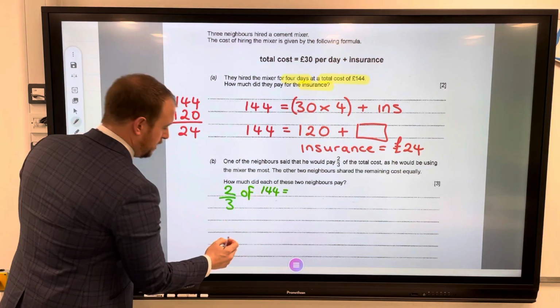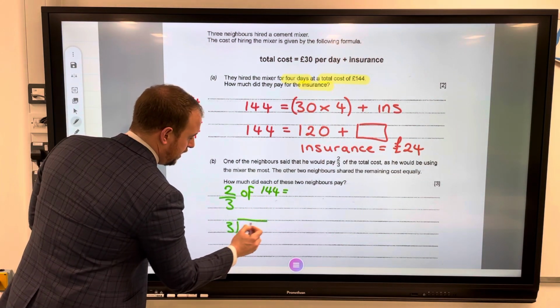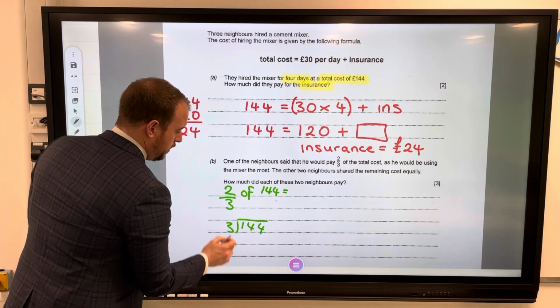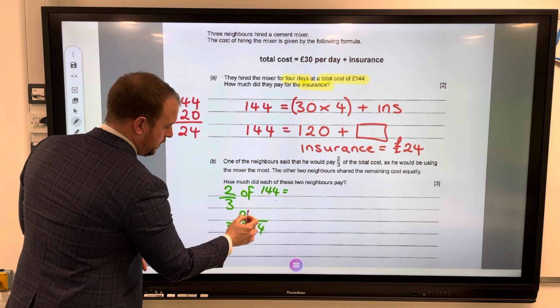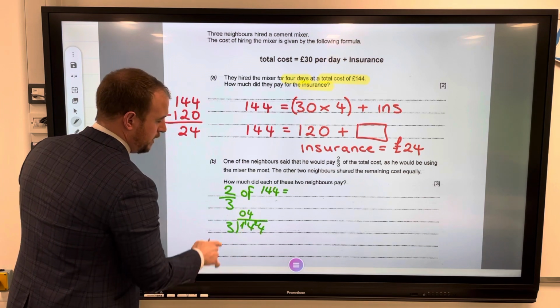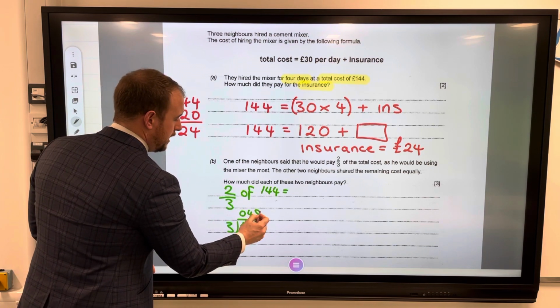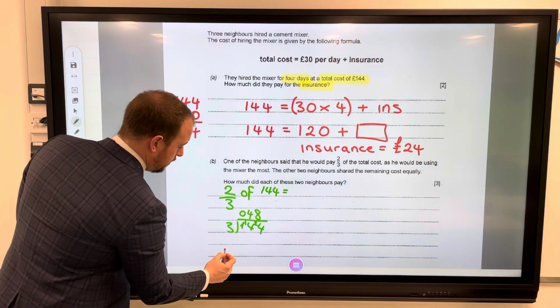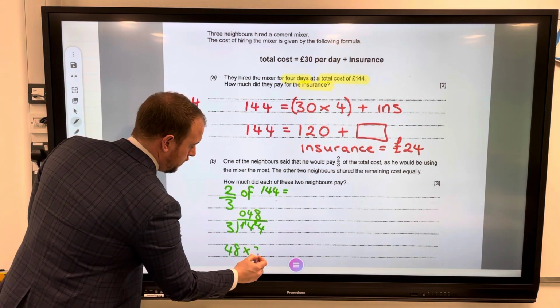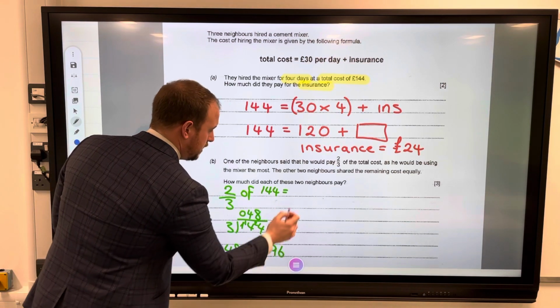So you divide by the bottom. You have to work out how many 3s go into 144. 3 doesn't go into 1, 3 goes into 14 4 times with 2 left over, 3 goes into 24 8 times. So 1/3 is 48, 2/3 would be 96.